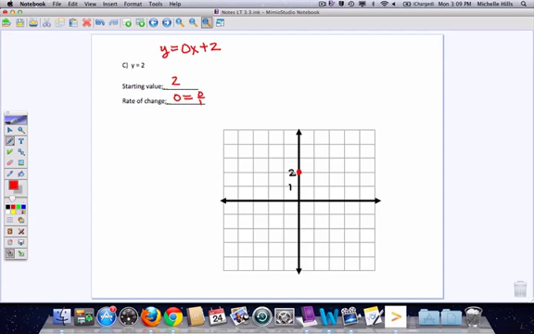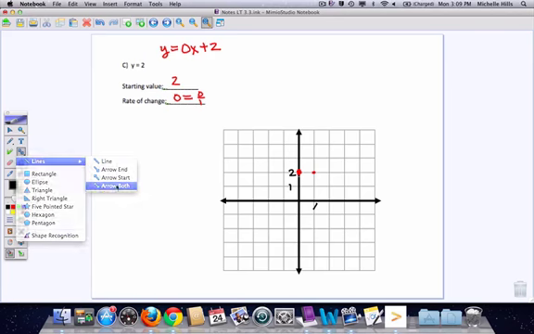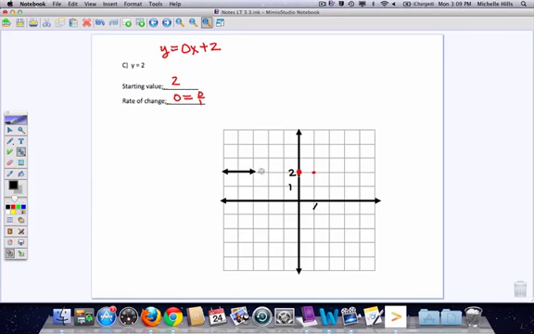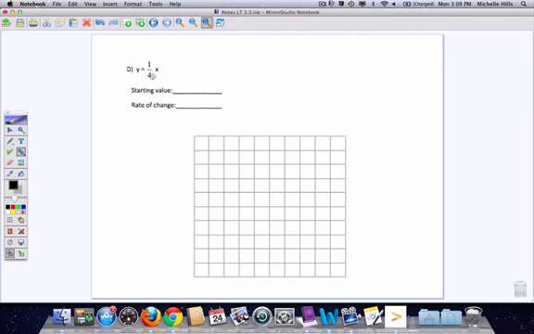I rise 0, so I don't go up or down at all. Run 1 in the positive direction for my second point. Now since I went over there, I need to actually put that 1 on my x-axis as well. So my line just needs to go through those 2 points, which means it's just a nice horizontal line through where y is 2.